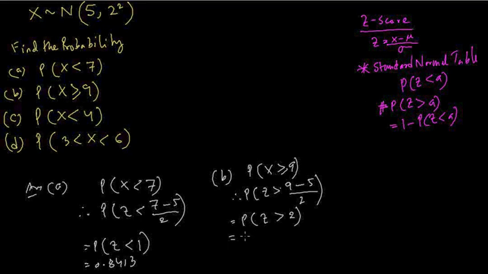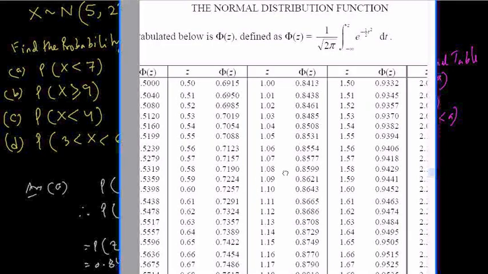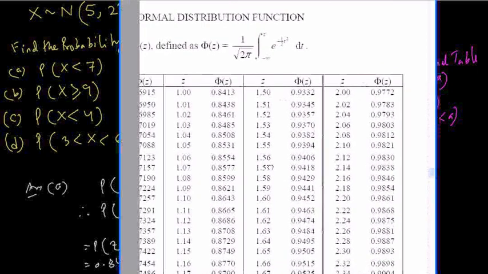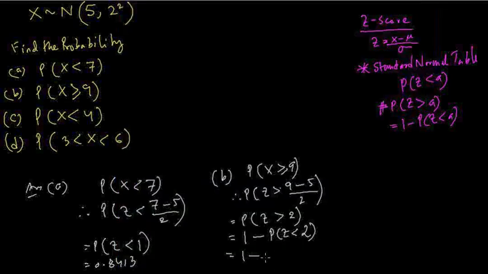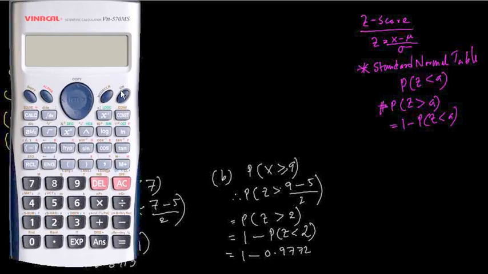So this can be written as 1 minus probability of z is less than 2. So now we can look up the table. In the table, 2 means 2.00. So we have it here. So z is less than 2.00. Remember, this is a cumulative table. So the probability is going to be 0.9772. So let's bring out the calculator. 1 minus 0.9772 is 0.0228.